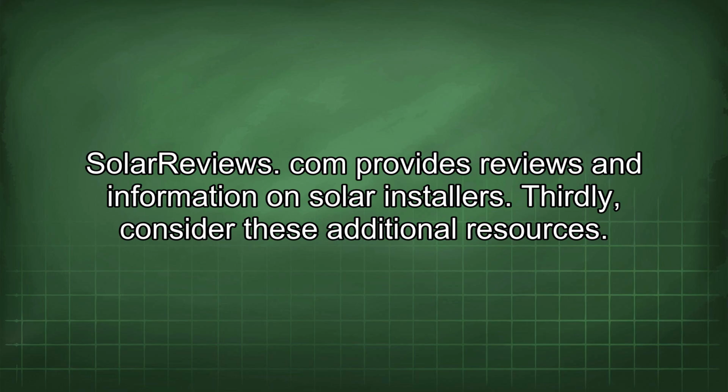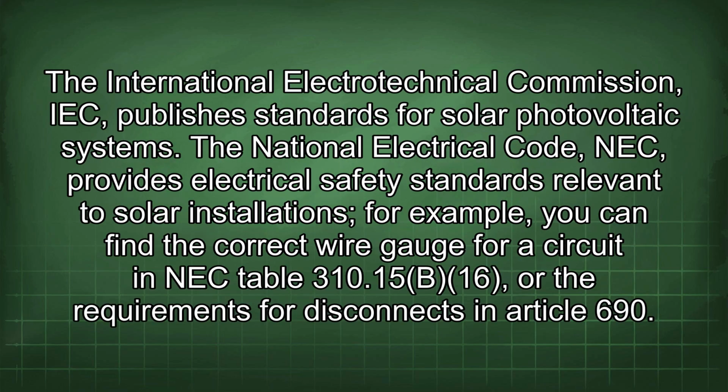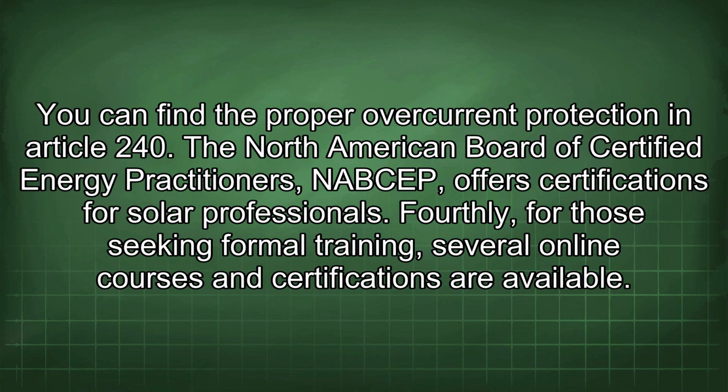Thirdly, consider these additional resources. The International Electrotechnical Commission (IEC) publishes standards for solar photovoltaic systems. The National Electrical Code (NEC) provides electrical safety standards relevant to solar installations. For example, you can find the correct wire gauge for a circuit in NEC Table 310.15(B)(16) or the requirements for disconnects in Article 690. You can find the proper overcurrent protection in Article 240. The North American Board of Certified Energy Practitioners (NABCEP) offers certifications for solar professionals.